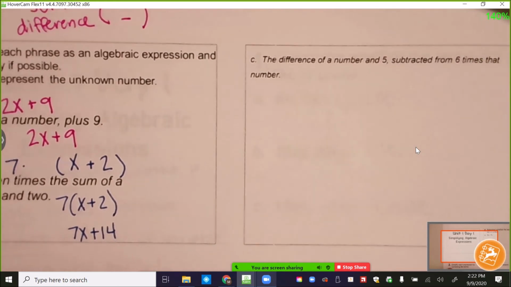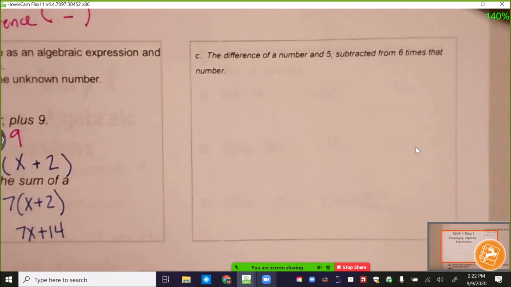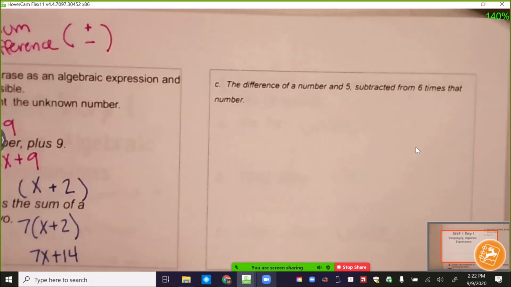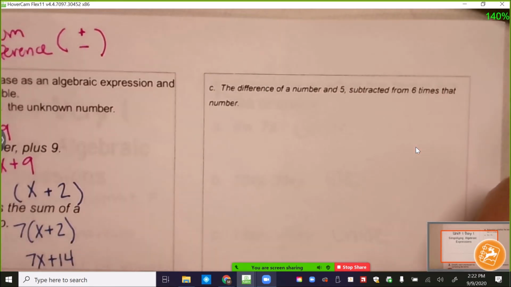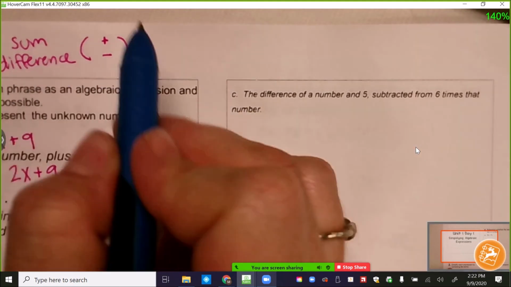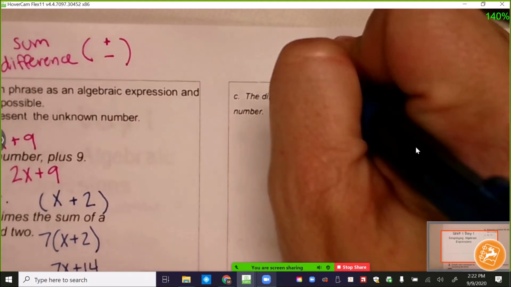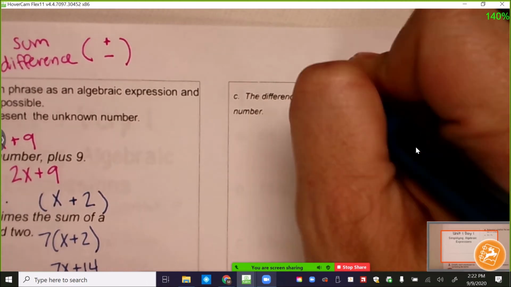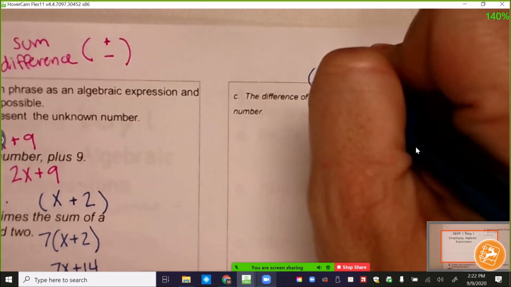Okay, so this one says the difference of a number and 5 subtracted from 6 times that number. This is where they kind of get to be a lot. If you're like me, I have to break it up one piece at a time and probably read it like 5 times. Okay, so it says difference, which means what? We're going to use parentheses and subtract, right? So I'm going to have parentheses, and I'm subtracting a number and 5. So a number, we don't know that number, and we know 5.